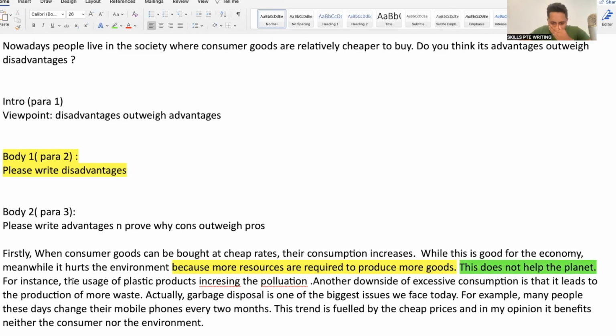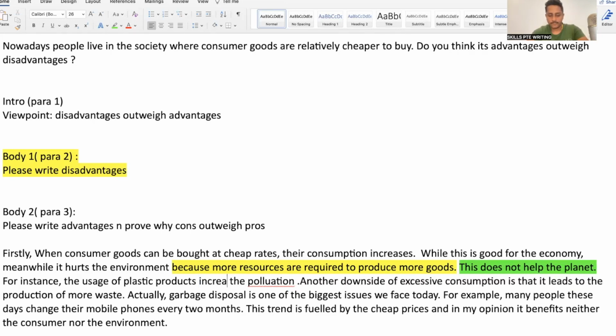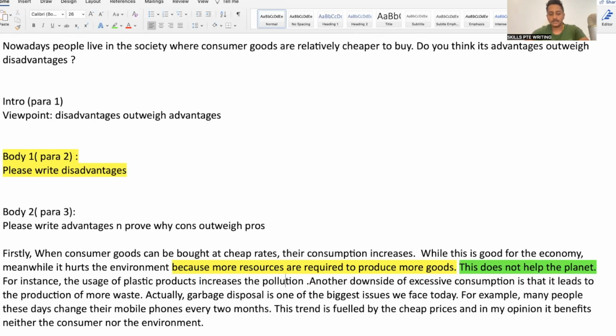For instance, probably could have written a little more, not very clear. Hurts the environment because more resources are required to produce more goods. This does not help the planet, leading to blah blah blah problems. Add it up. For instance, the usage of plastic products is increasing. Increases the pollution.